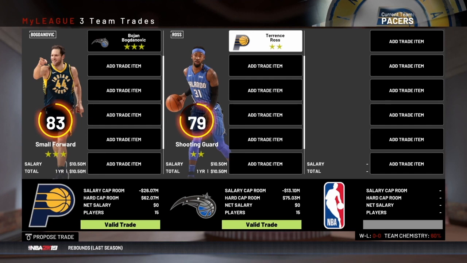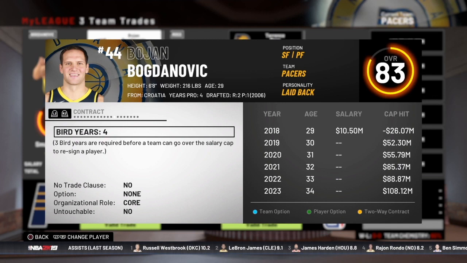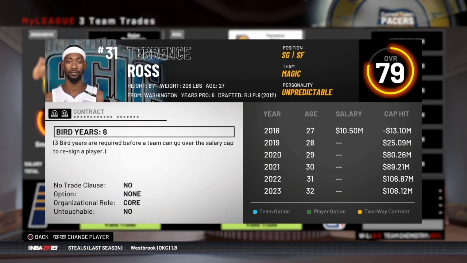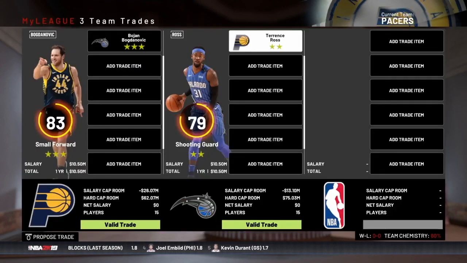Now, it doesn't tell us in 2K what that range has to be, but let me give you a couple of examples. If we look at Bogdanovich's contract again, you can see his contract is worth $10.5 million. So in a perfect world, I'd find a trade for a player with that exact same contract, where the salaries match exactly, and I know that'll be a valid trade. For example, if I wanted to trade Bogdanovich for Terrence Ross, you can see he has the same contract, and if I wanted to trade Bogdanovich for Ross with the Magic and the Pacers, you can see that it is indeed a valid trade.